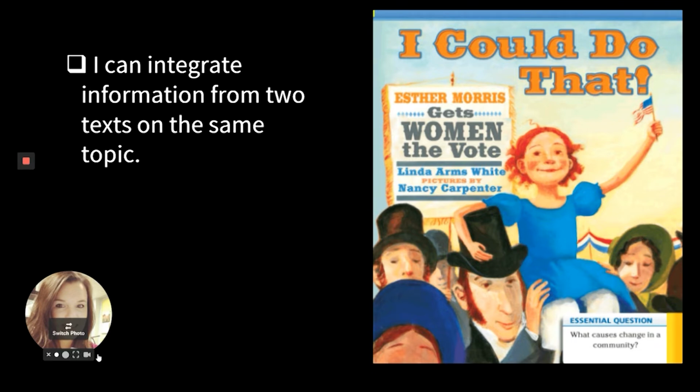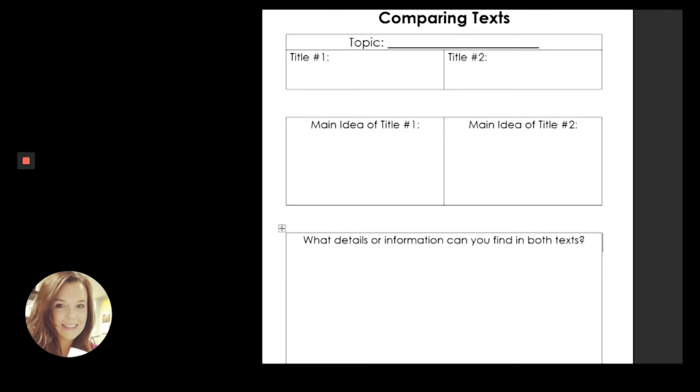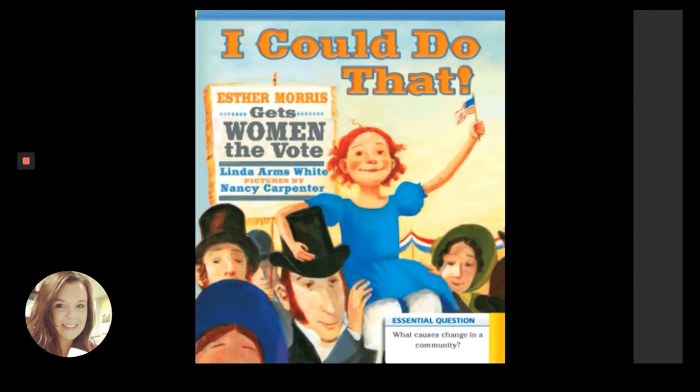Let's read our learning target together. I can integrate information from two texts on the same topic. Today we'll be using this graphic organizer to organize our work and compare the information from the two texts. In order to compare the texts, we will need to look for details in each text that tell us what the main idea is. Remember, we'll be thinking about the main idea of the text and figuring out what it is by the end using text details. This will make it so we can compare both of the texts in order to integrate information in our written response in tomorrow's lesson.